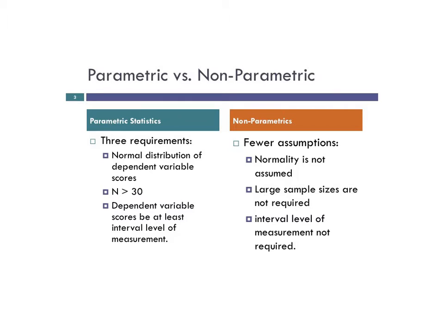So just to check back again, as we've been doing, remember that non-parametrics are used when the normality of the dependent variable is not assumed, when we don't have large sample sizes, but most commonly you'll see it happen when we don't meet the basic level of measurement of the dependent variable, which is a minimum interval level of measurement.